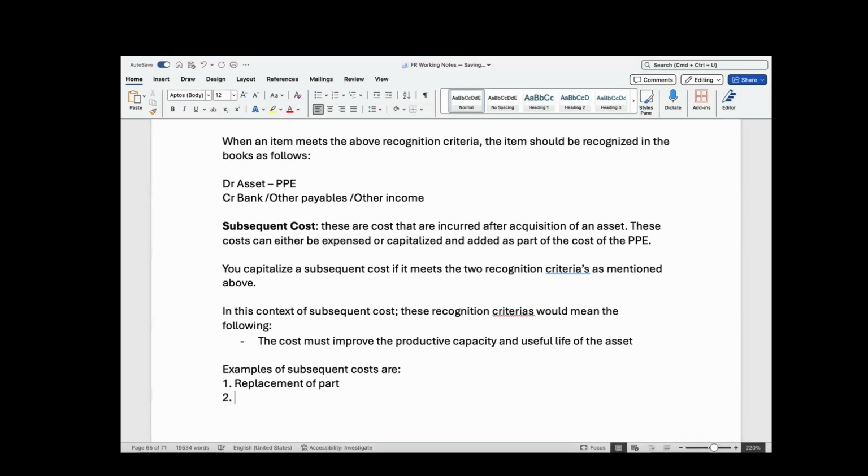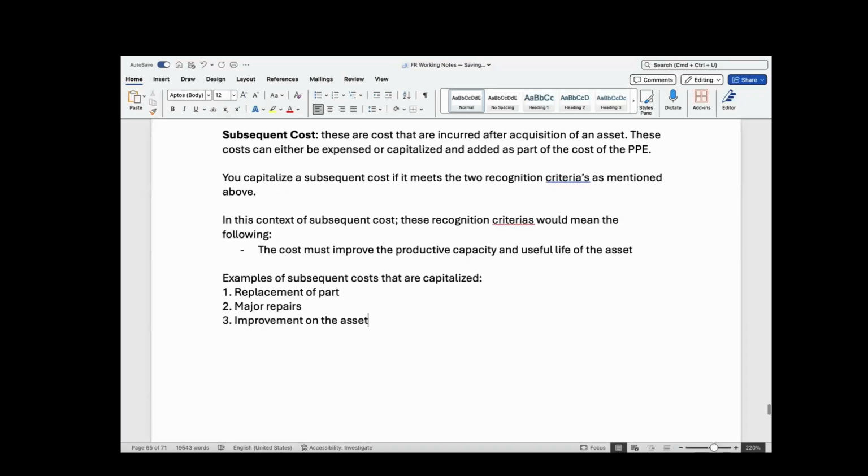Or when you are doing major repairs on an asset, that can also be a subsequent cost that is capitalized. Examples of subsequent costs that are capitalized, let me write that. So a lot of costs can fall into this. Or probably you want to do an improvement on the assets. Whether you want to do a general painting of the assets.